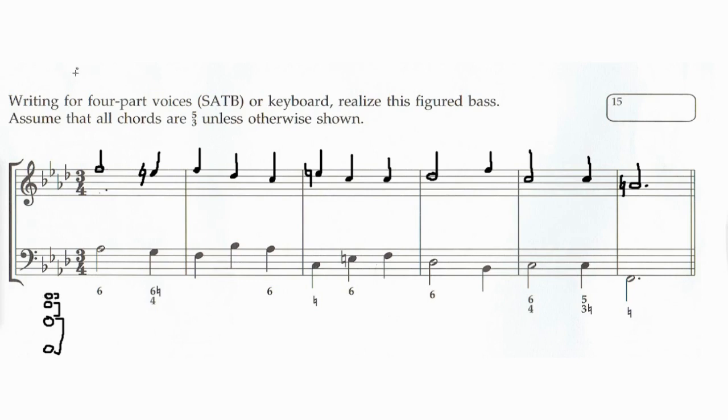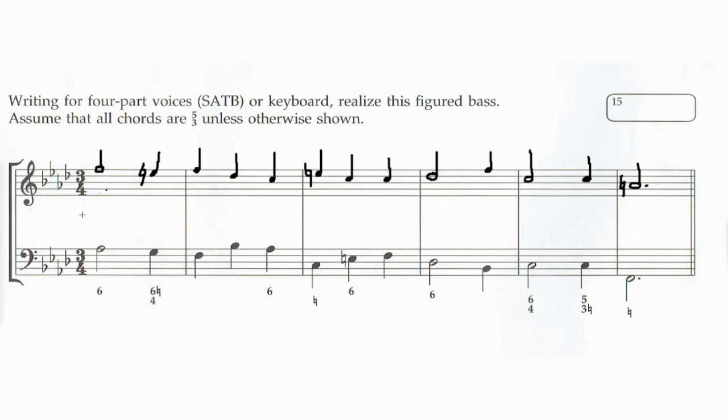And do bear in mind that the interval between the soprano and the alto should never be more than an octave, and the same goes for the interval between the alto and the tenor, which should never be more than an octave. But don't try and aim for the octave, aim for the smallest possible interval that you can.